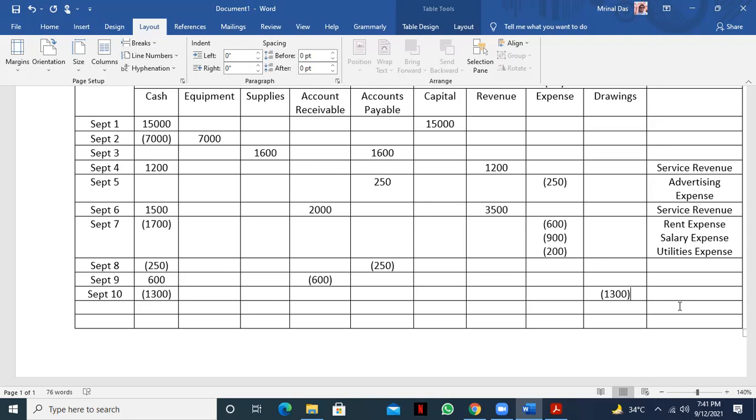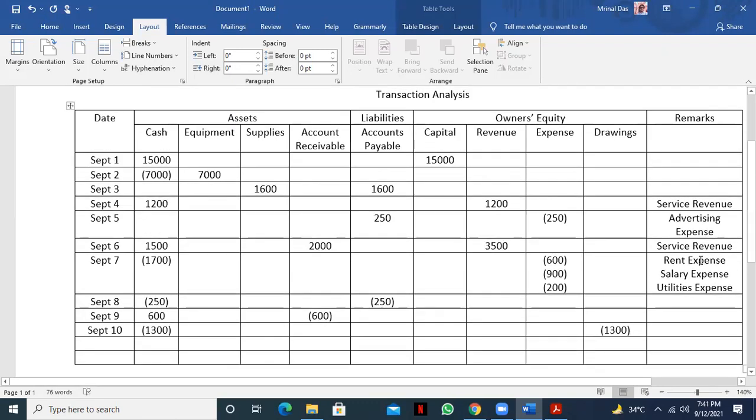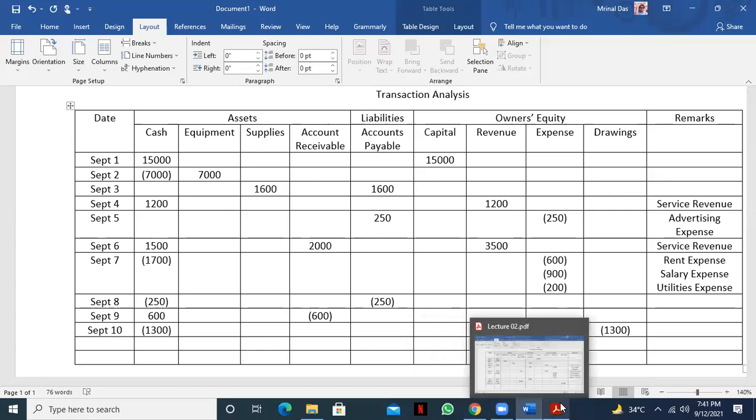But sir, in this case, why didn't we mention the person's name in the ninth transaction, who actually paid the 600 taka? Who paid 600 taka? This is from account receivable. They received the money from the person who was earlier billed. Why didn't we mention his or her name in the remarks column? There is no name in the question.